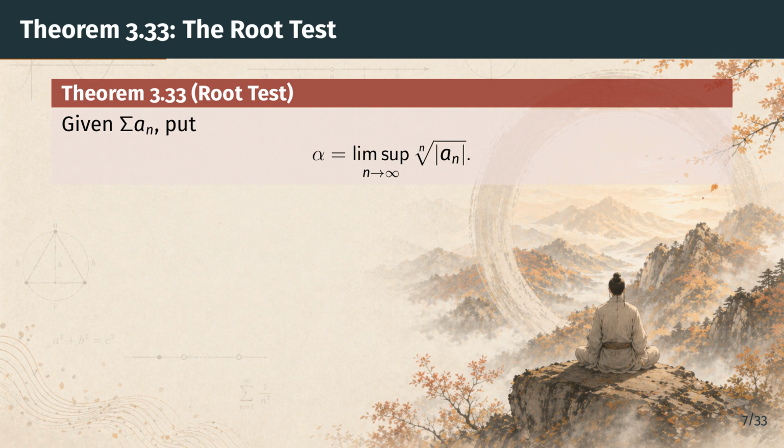Now the root test. We are given an arbitrary series, the sum of a_n. We form a single number, alpha, defined as the upper limit, as n goes to infinity, of the nth root of the absolute value of a_n. Taking the absolute value first means the test applies to series with terms of any sign, even complex terms. Taking the upper limit means alpha always exists, possibly as plus infinity. This one number, alpha, will decide the fate of the series.